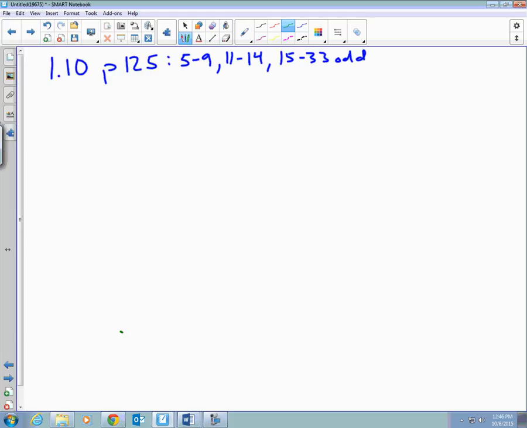There's your assignment. Section 110, page 125, 5 through 9, 11 through 14, 15 through 33, the odds. Tomorrow you'll have one final assignment, a short worksheet that you do in class. Half the time you'll do the worksheet, the other half you'll be working on other homework. On Thursday, you'll be working on your study guide. Test on Friday. I will also give you your homework cover sheet tomorrow. If you want the study guide, you'll have to show up after school today to get it. I will not be able to print it off before then.